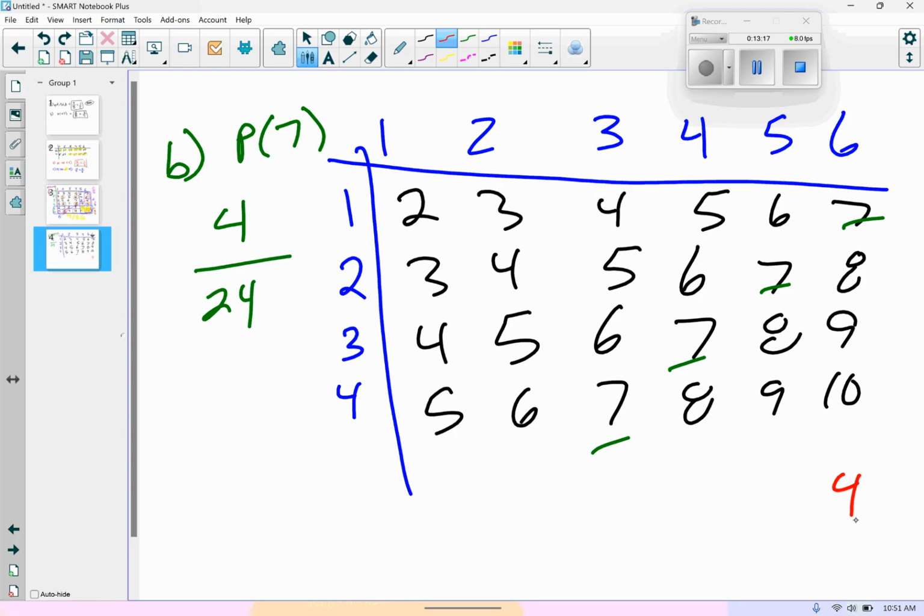Then 4 minus 2. Oh, wait. Yeah, that's 2. 6 minus 4, there's 2. 5 minus 3, and 6 minus 4. I think I did it right. 6, 7, 8. I think it's 8 out of 24, if I did it right. I won't test you on that one. And don't worry about D.